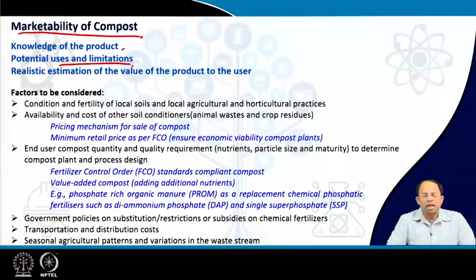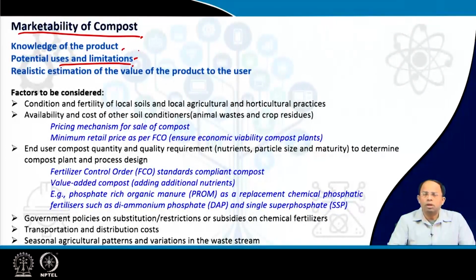That means certain kinds of compost are good for banana plantations, other kinds of compost are good for grapes and other kinds of cash crops. Because these are crops which are exported abroad, right? So, in that case, what happens? There are strict regulations on the kind of chemical fertilizers that could be utilized for these crops, and usually we have found that compost works best for these kinds of crops. So, potential uses and limitations have to be known.